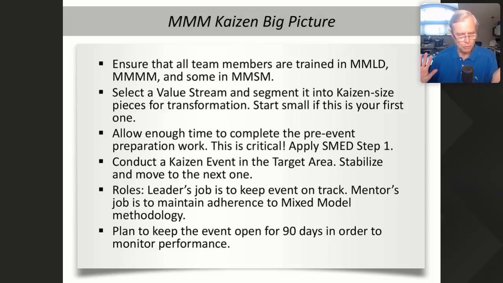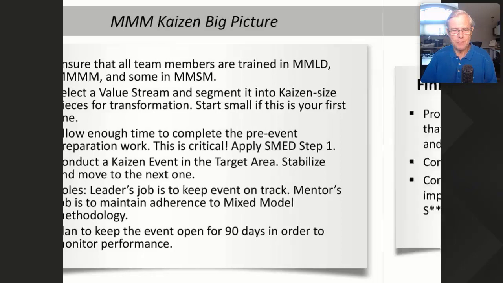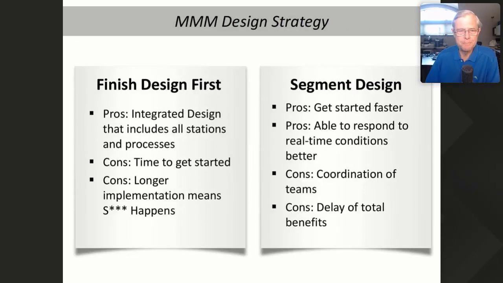Couple roles, there are more roles than this, but a couple important roles. The Kaizen leader's job is to keep the event on track. Doesn't have to be the know-it-all, but keep it on track. Make sure that the work is getting done per that 4-day schedule. The mentor, however, a mentor type job, which could be an internal or external person, is to make sure that the mixed model methodology is being applied correctly and address those issues so you don't get off track that way. And at the end of the day, keep it open for at least 90 days to monitor performance.